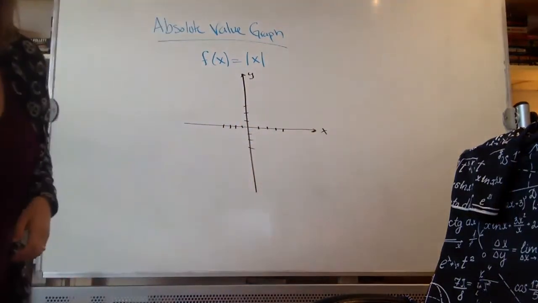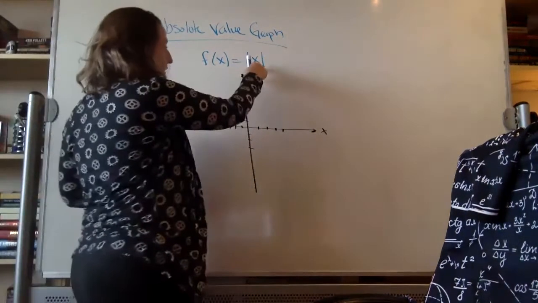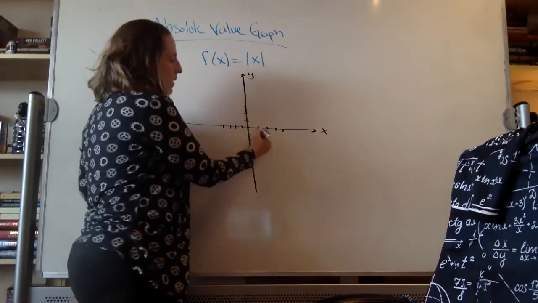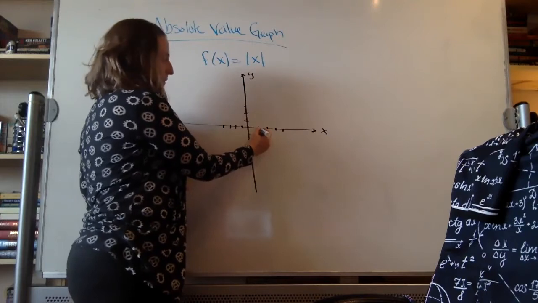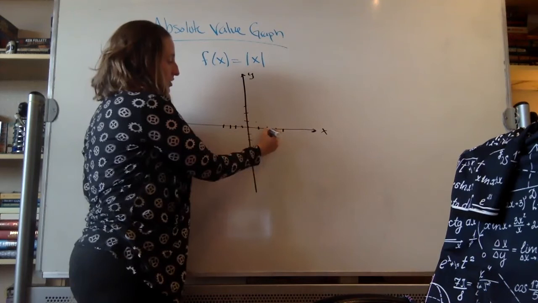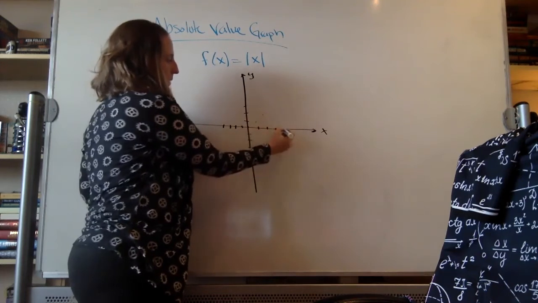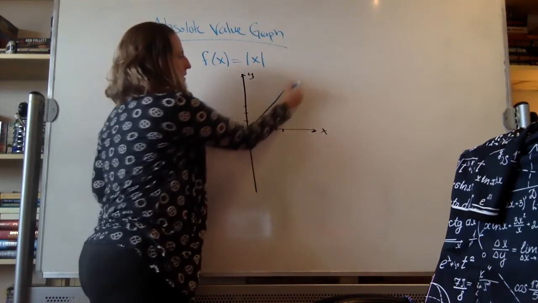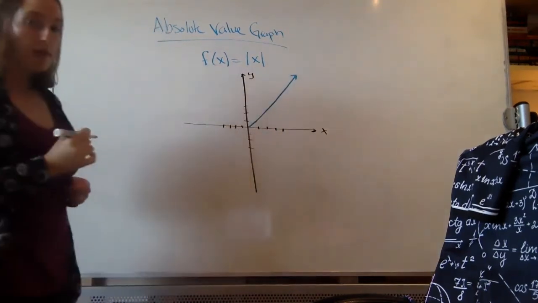Okay. When I plug in 0 to the absolute value graph, I get 0. So I have the point 0, 0. When I plug in 1 for x, the absolute value of 1 is 1, so I have the point 1, 1. When I plug in 2, the absolute value of 2 is 2. When I plug in 3, the absolute value of 3 is 3. So this side of my graph just looks like a straight line.